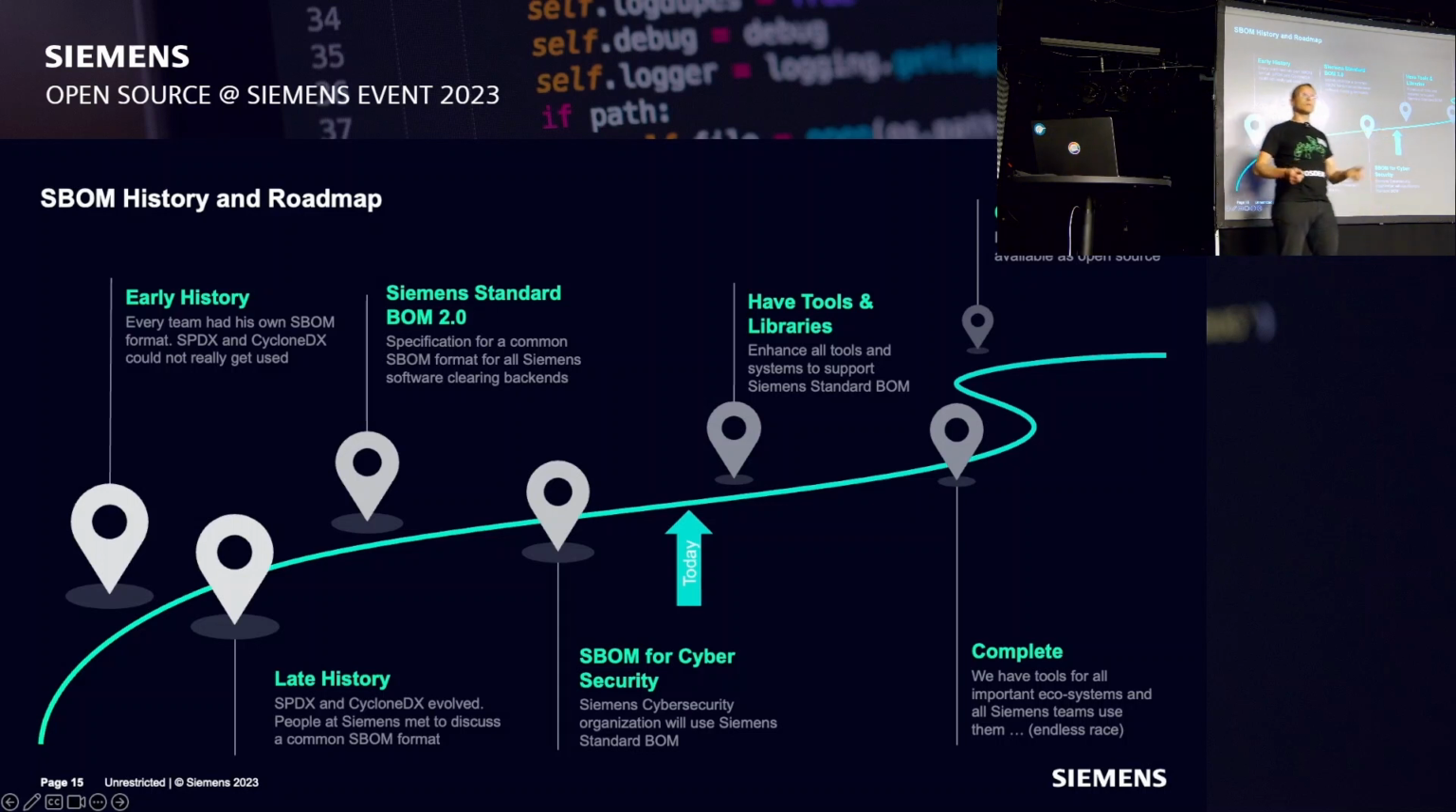But there's still some way to go. We should have more tooling, we should have more libraries, and at least I hope that somewhere there might be a complete state, complete meaning we have tools for everything, and all of you are using these tools. Might be hard to achieve, but at least it's a goal. You know, the management goals.